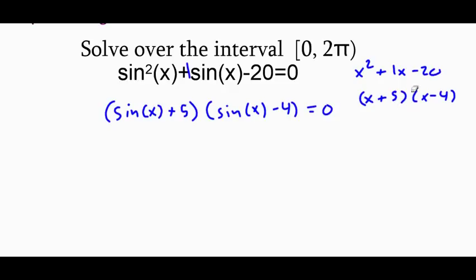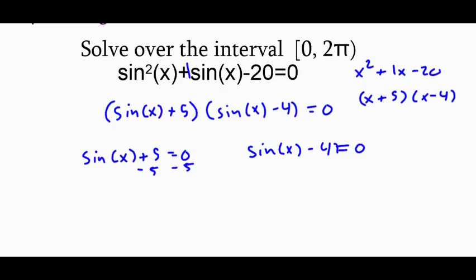Now, just like if I were to solve an equation like this, I have to set each of these equal to 0. So sine of x plus 5 equals 0. And sine of x minus 4 equals 0. There we go. And I solve each of them respectively. So subtract 5 from both sides, so that sine of x equals negative 5. And this one, add 4, I have sine of x equals 4.